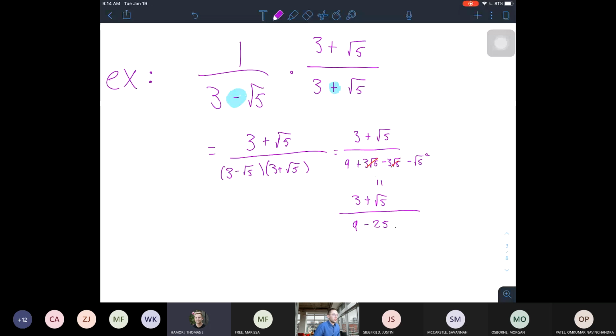Okay, so that's how we multiply by a conjugate. Sometimes we'll say take the conjugate, or we'll call this entire process conjugation, or something of that nature. All right, any questions about this stuff?